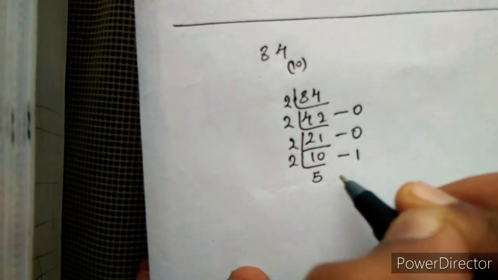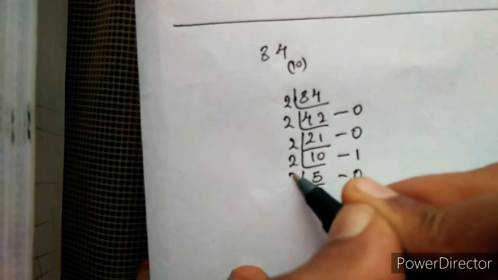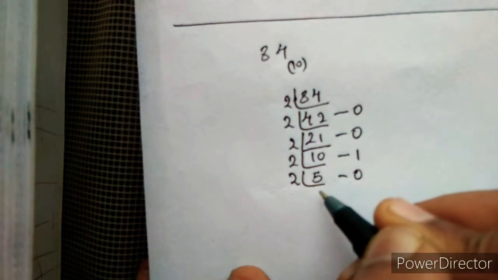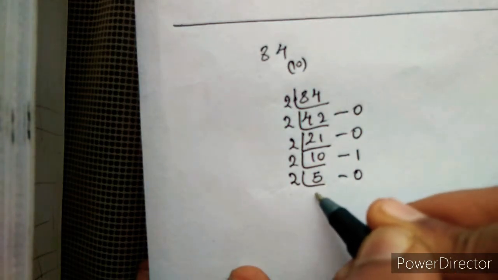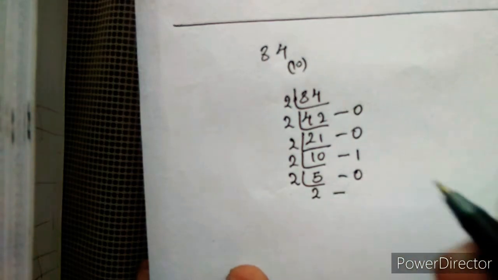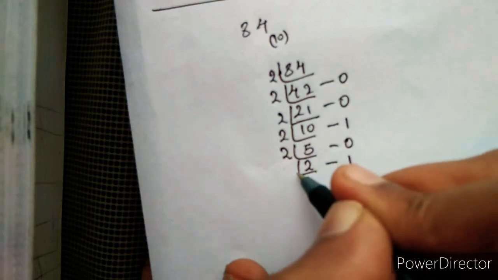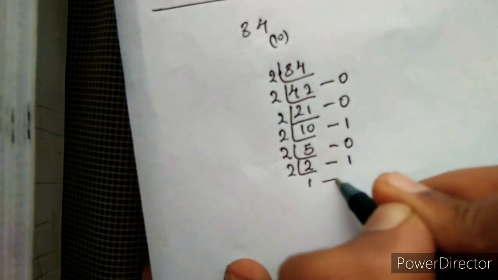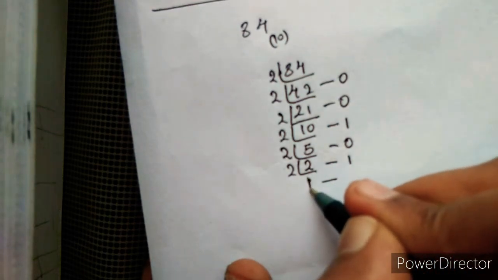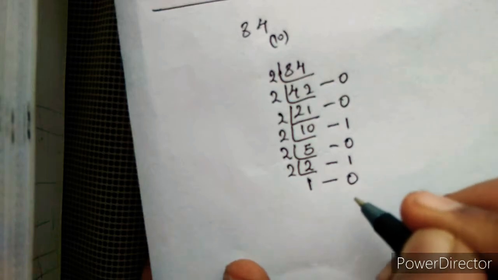Again I divide it by 2. I get 5. Remainder 0. Again an odd number. So we should note down a number which is divisible by 2 and also less than 5. 2 2s are 4. Here we have a remainder of 1. Again I will divide it by 2 and get 1. 2 ones are 2 and a remainder of 0.